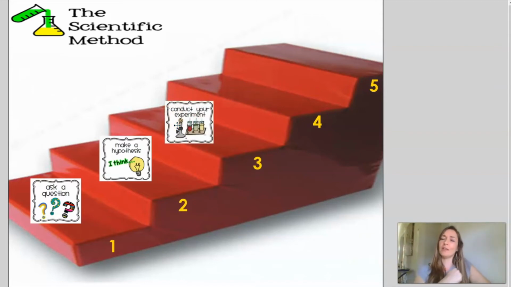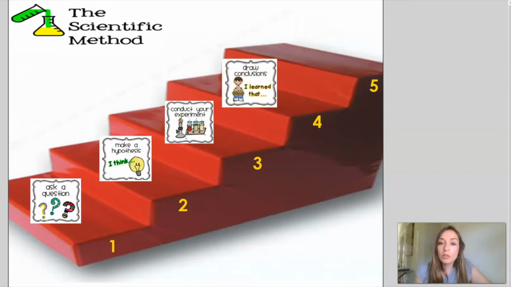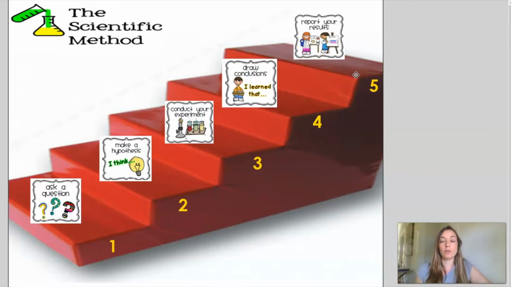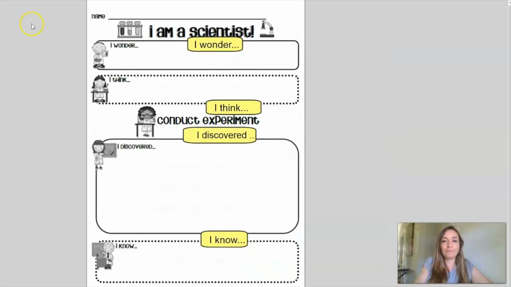Third, we have to conduct the experiment. That's the best part. Fourth, we need to draw conclusions. What have we learned from the experiment that we've just done? And finally, we have to report the results. We have to explain what we've discovered. So these are the steps we need to follow using the scientific method. We cannot go from step 1 to step 4. We need to go step by step, following one after the other, in order.